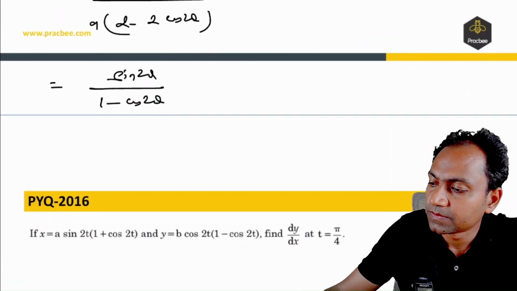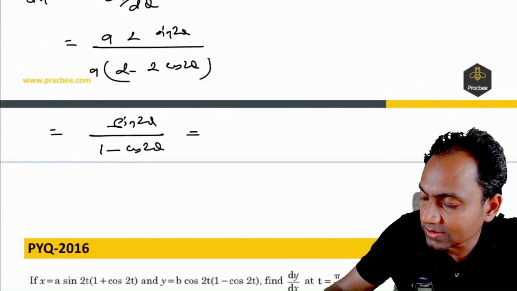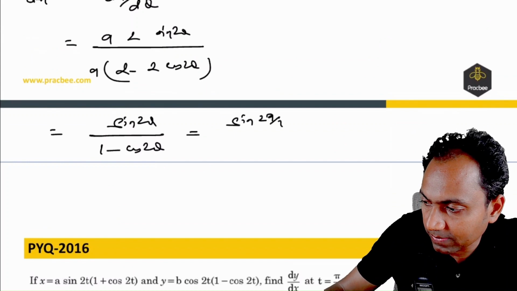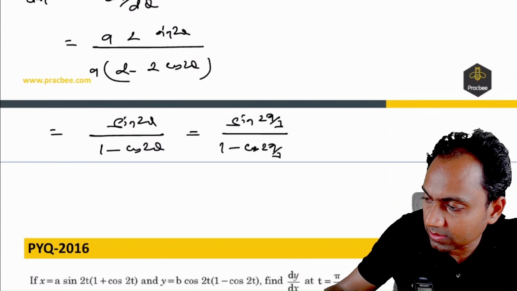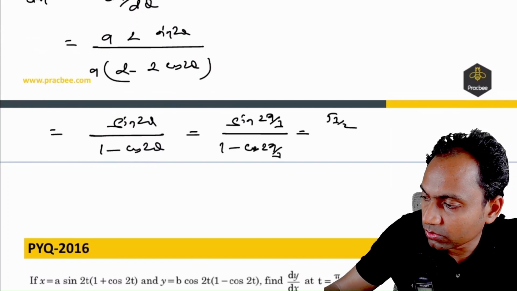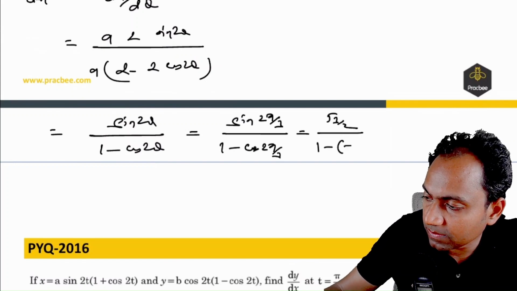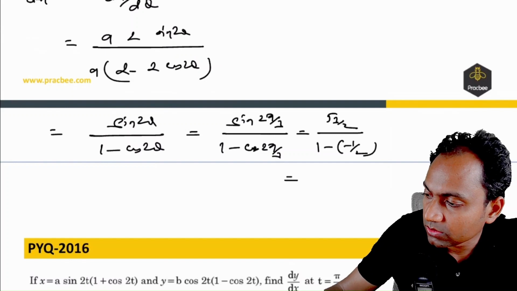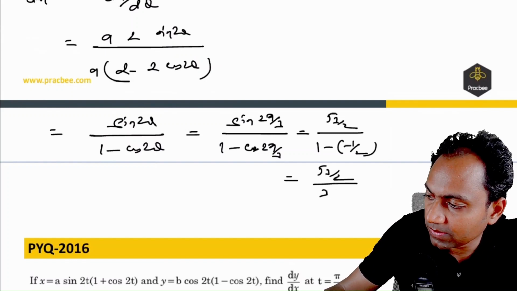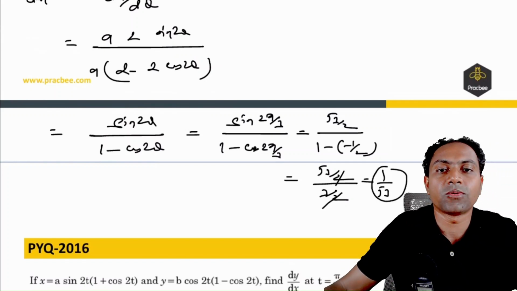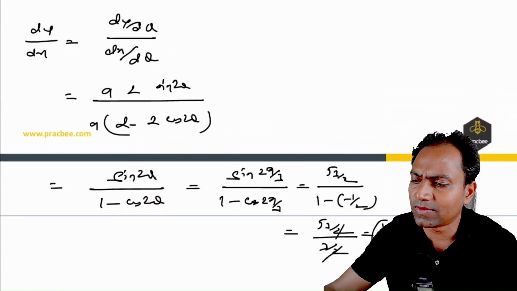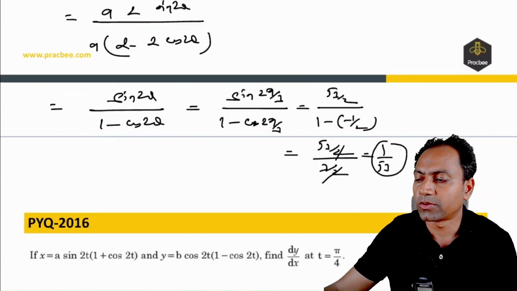pi by 3. If I put theta equal to pi by 3, this is sine of 2 pi by 3, and this will become 1 minus cos of 2 pi by 3. The numerator will be equal to root 3 by 2. Denominator is equal to 1 minus 1 by 2. So this is root 3 by 2 by 3 by 2, or 1 by root 3. So this is how I get the answer to this question. So again, very simple steps you can take to get to an answer.